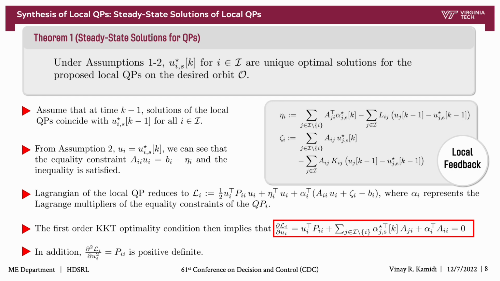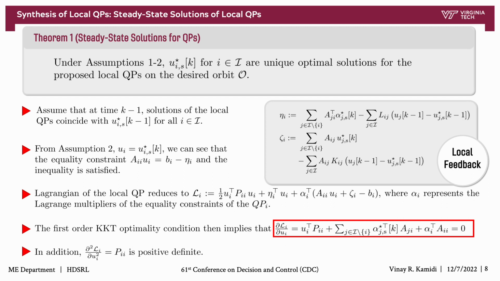This is presented by theorem 1, whose proof is pretty straightforward. We start by assuming that at time step k-1, solutions for local QPs coincide with the corresponding steady-state solution. This will reduce the terms eta and zeta to just feed-forward terms. Then by making use of assumption 2, that is the existence of a periodic solution, and the fact that the inequality constraints are inactive, the Lagrangian for the local QPs are just in terms of the equality constraints.